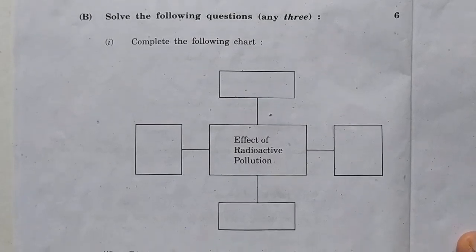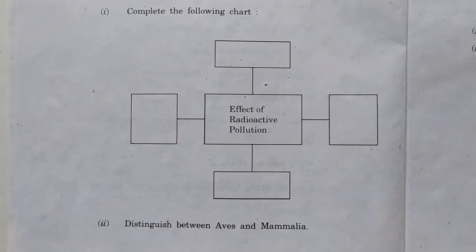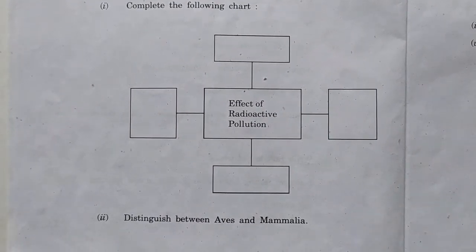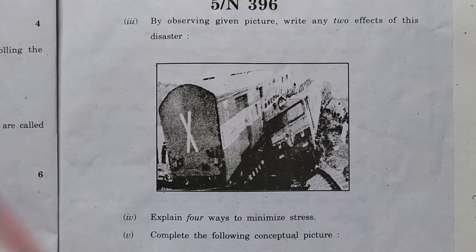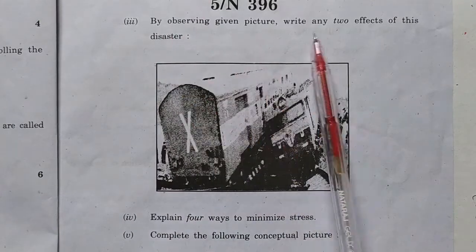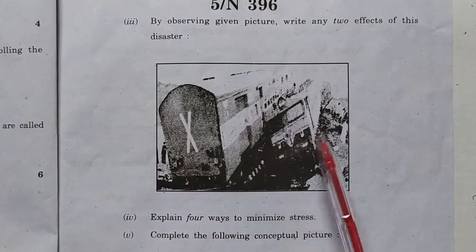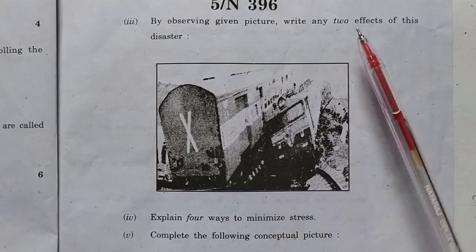So the first one is complete the following chart. You can see this, and the chart is about effect of radioactive pollution, and the second one is distinguish between aves and mammalia. Now let's see the third one. So friends, this is your third question from question 2B, and the question is by observing given picture write any 2 effects of this disaster, and the picture is about the collision of 2 trains. You can see that, and you have to write any 2 effects.